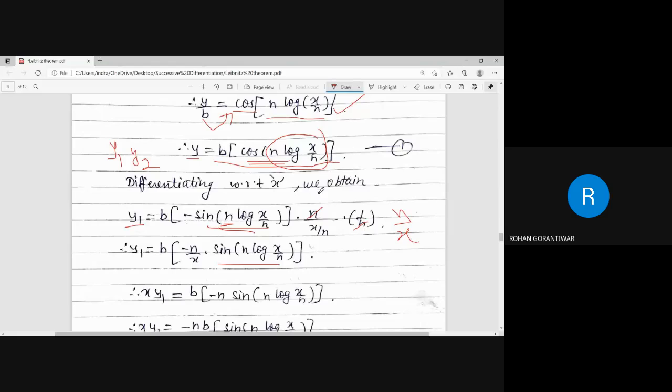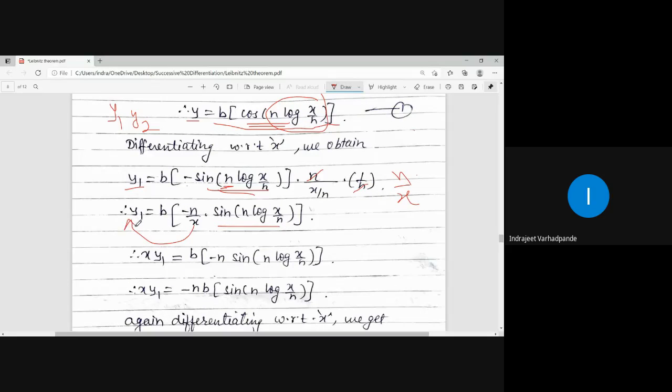Now take this x on the other side, multiply. So I get x y1 is equal to b into minus n into sine of this. Clear? But only I have got the term of y1. Again, it has to be differentiated so as to get the term of y2. So b into minus n sine of n log of x by n. Clear? N is also constant, b is also constant. So this is the more simplified step.